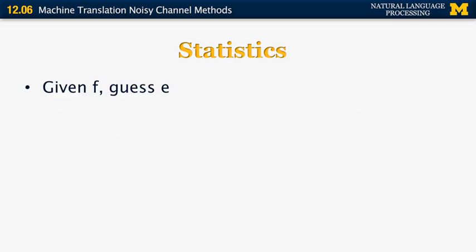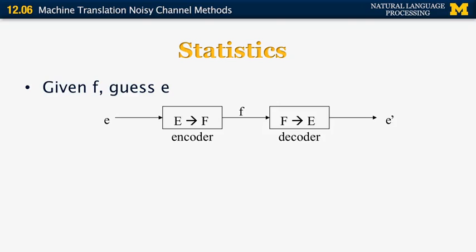We're given some foreign language sentence, F, and we have to guess the English translation, E. So we're going to think of this process as follows. We have the English sentence E, the one that we're trying to guess, and we convert it to a foreign language sentence using an encoder from E to F. So now we actually observe this F and we want to guess back the original E. This is done through a decoder that gets the F as input and produces E as the output. Actually, it doesn't produce E, it produces E prime, but we want to pick such an E prime that is as close as possible to the original E that was really the English sentence.